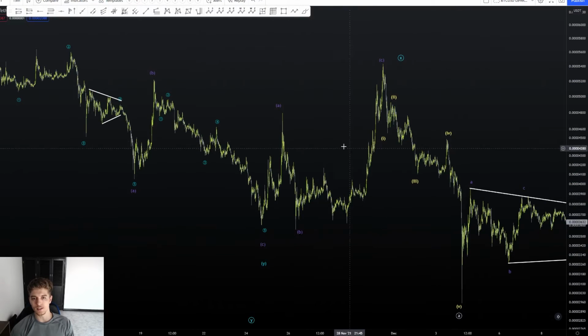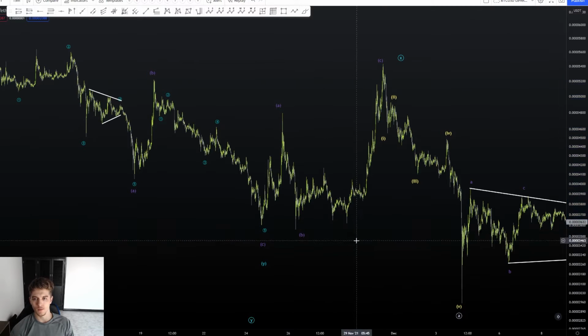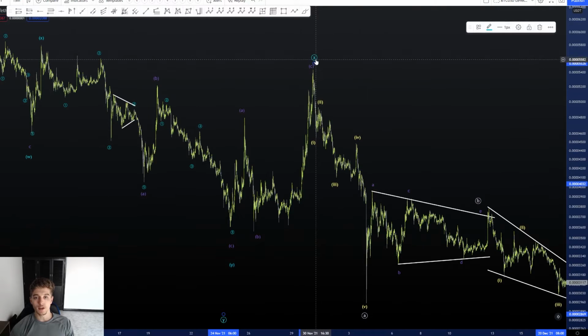And then for this wave C, this is going to be a 1, 2, 3, 4, 5 to complete an expanded flat. Yep, this would be an expanded flat because the wave B comes beyond the start of wave A. So this would put in a minute wave X.